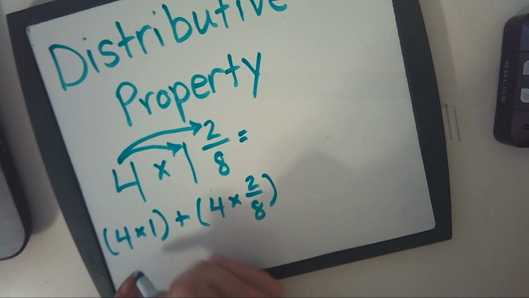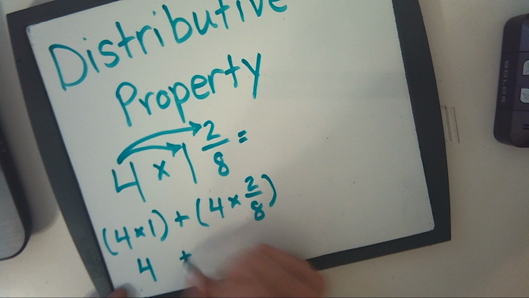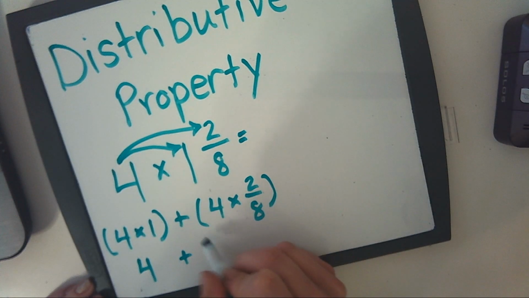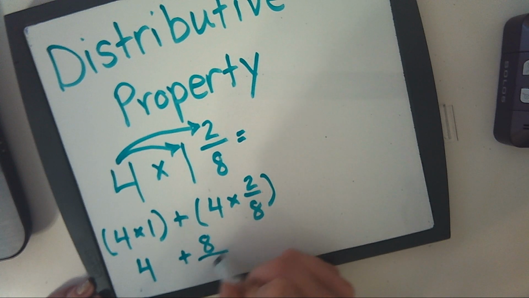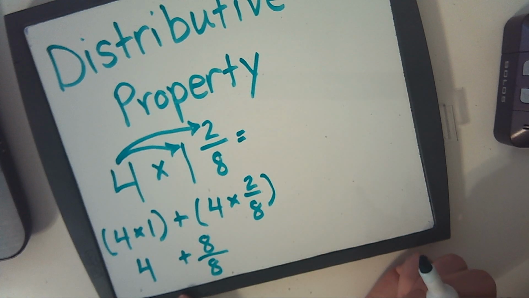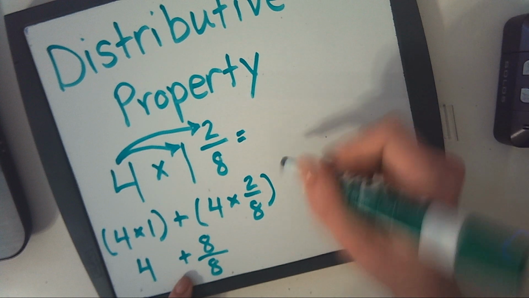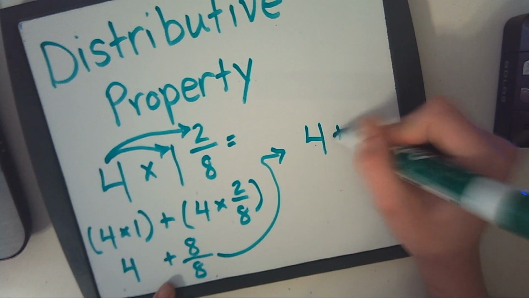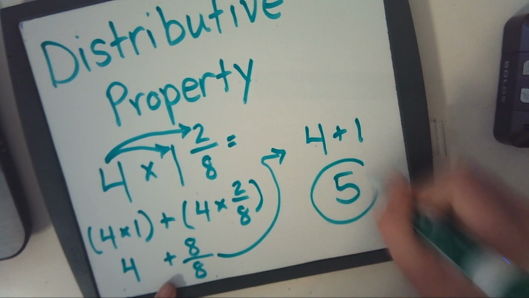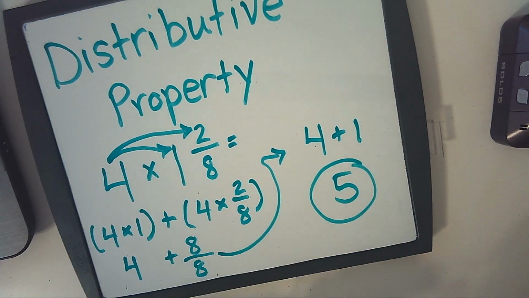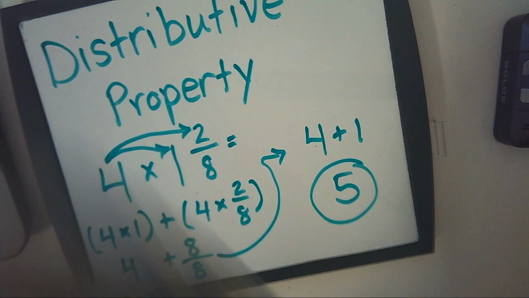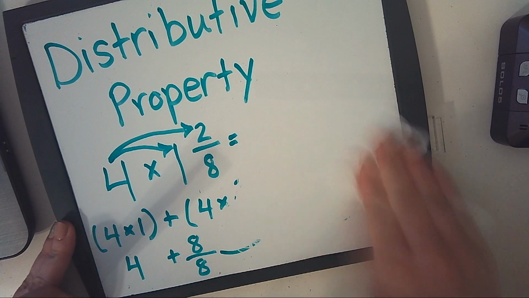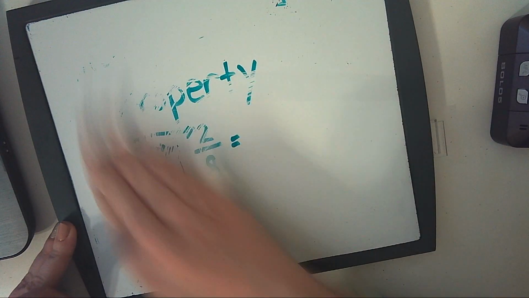Solve for both. So 4 times 1 is 4, plus 4 times 2 is 8 eighths, which 8/8 is equal to 1. So our equation would end up being 4 plus 1, equal to 5. Now, I went through that very quickly because I was just showing you the breaking apart, but I will be doing it a little bit slower in our other examples.